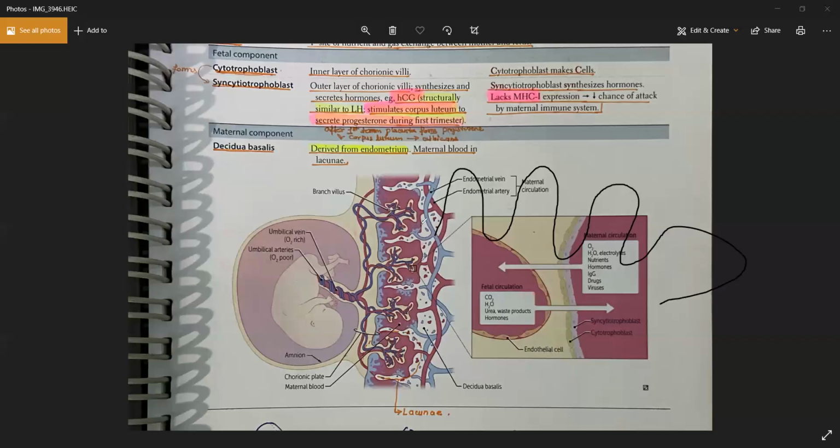Please note, for a normal placenta, you must have the villus structures which are formed by the cytotrophoblast and the syncytiotrophoblast. In case of choriocarcinoma, I have these layers, syncytio and cytotrophoblast, but I do not have the villus structure. They are not organized in the villi. So if you see these syncytio and cytotrophoblast not organized in the villi, you will always think about choriocarcinoma. Is that okay?